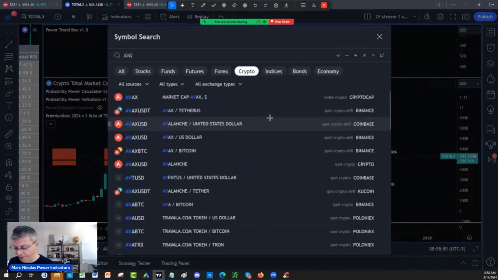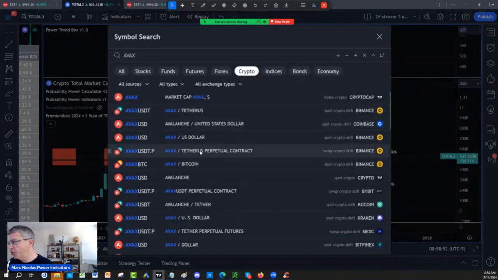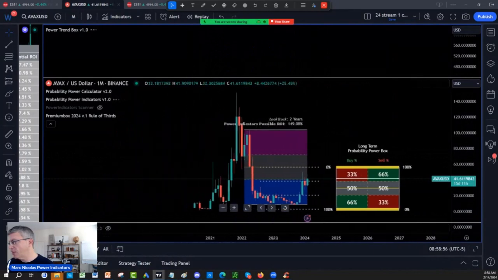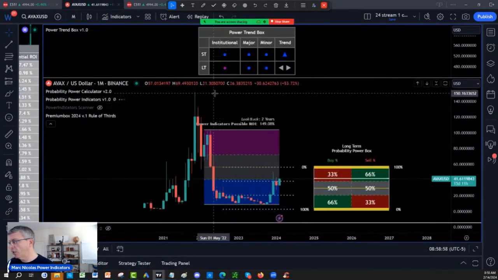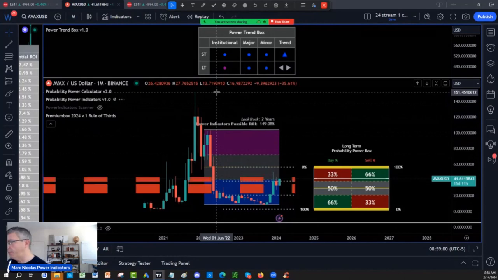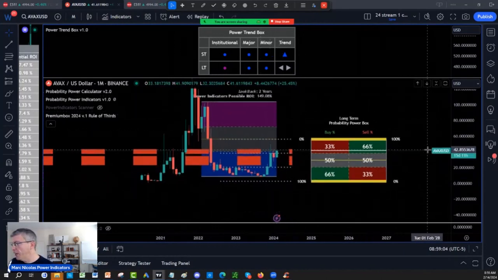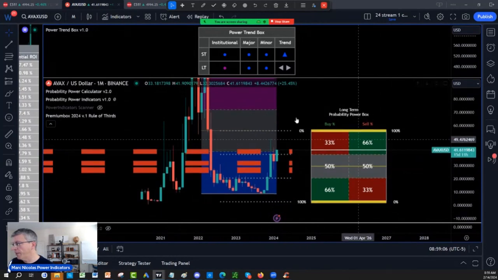AVAX price prediction before the explosion of AVAX. So let's look at an all-time chart of AVAX. The all-time high on AVAX was 150. Buy on blue, sell on purple. The buy on blue, sell on purple with real probabilities.